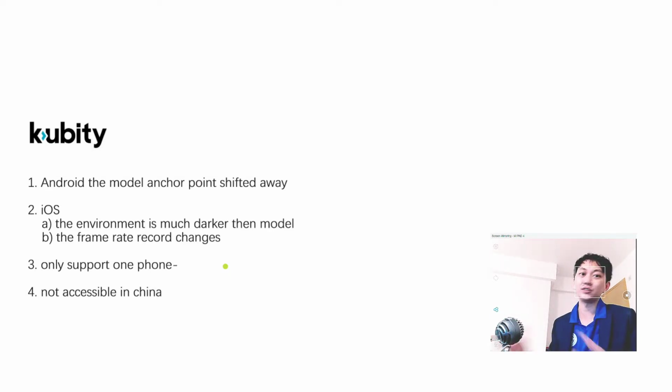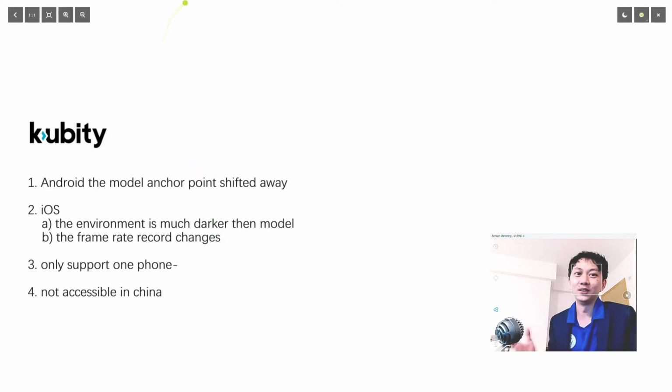It just identifies the flat surface, and we realized that this flat surface technology, or the identification of flat surfaces, is not stable, especially in the Android world. On Android, the model actually shifts away. So let's say this is the virtual model, and then when you're talking, the model actually moves away. So it's actually not a very good experience.